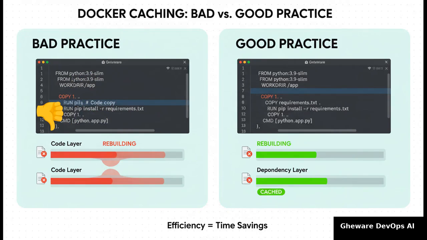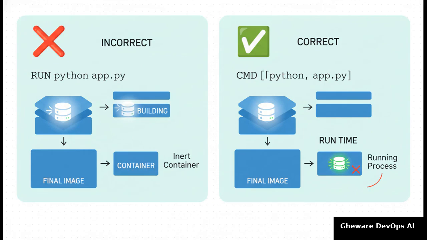This is a huge one. The order of your commands matters a lot. Why? Because of something called layer caching. In that bad example, every time you change even a single line of your app's code, Docker has to reinstall all your Python packages. But in the good example, we copy just the requirements file first, install everything, and then copy our code. That way, Docker only reinstalls dependencies if that one specific file changes. It's way faster.